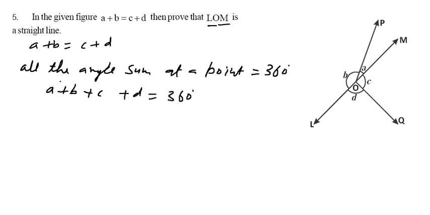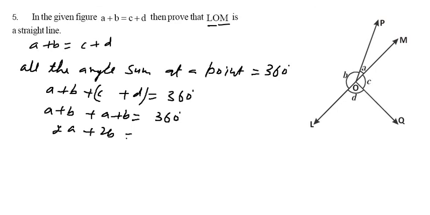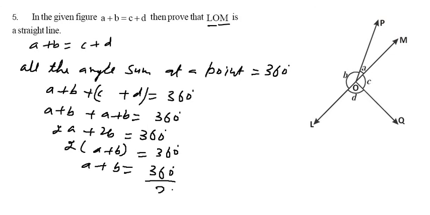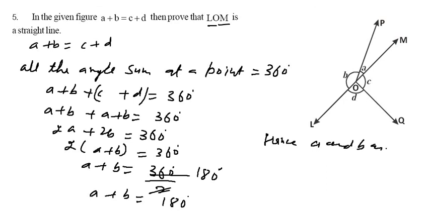But you can put the value of C plus D as A plus B. So here is A plus B plus A plus B equal to 360 degrees. So 2A plus 2B is equal to 360 degrees. 2 as a common factor, so A plus B is equal to 360 divided by 2. So we get 180 degrees. That means A plus B is equal to 180 degrees. Hence, A and B are a linear pair.